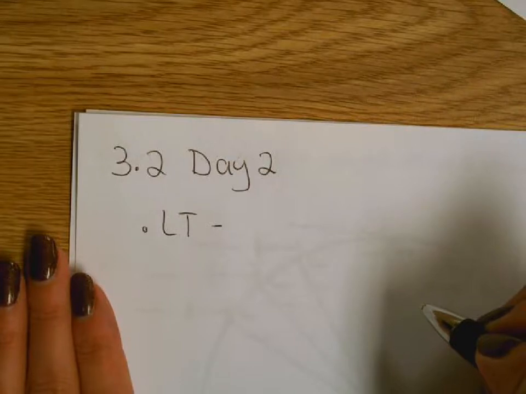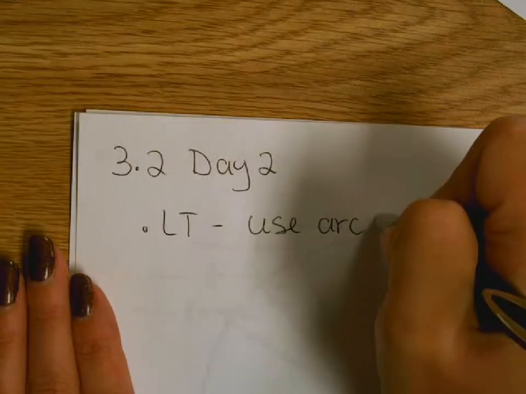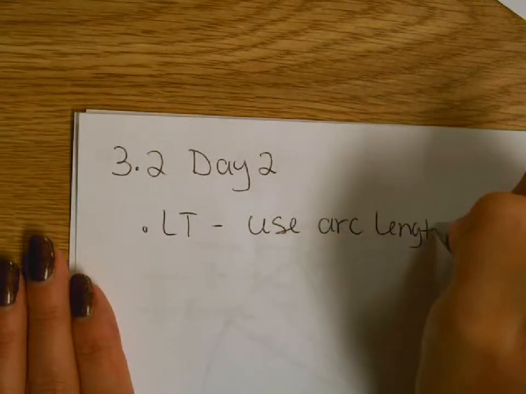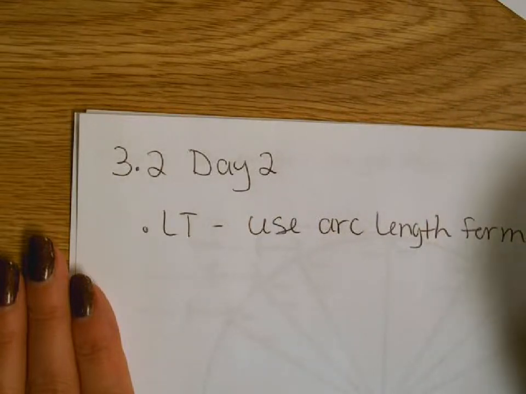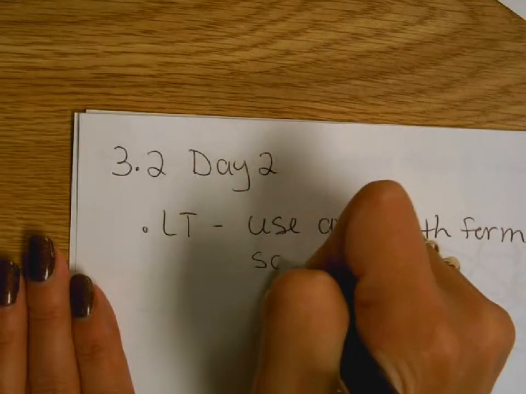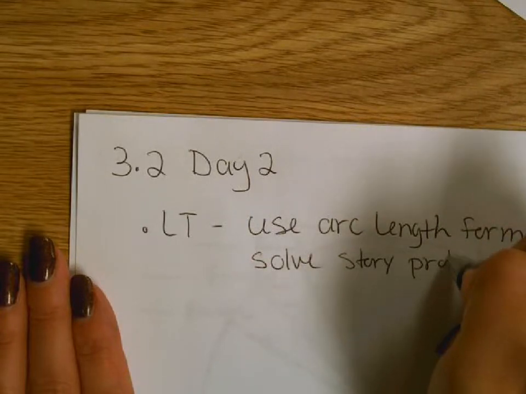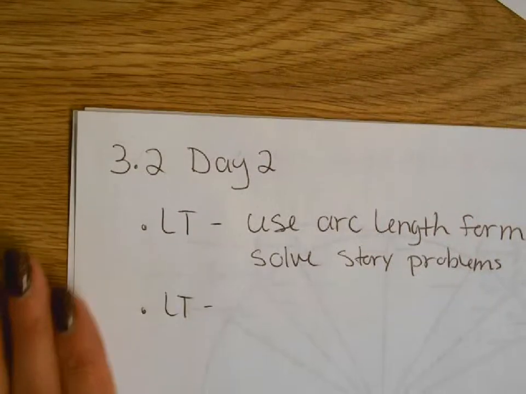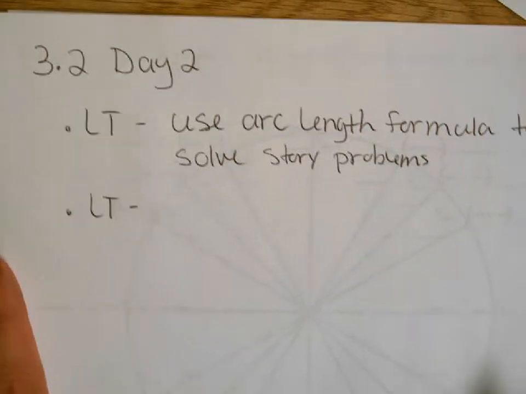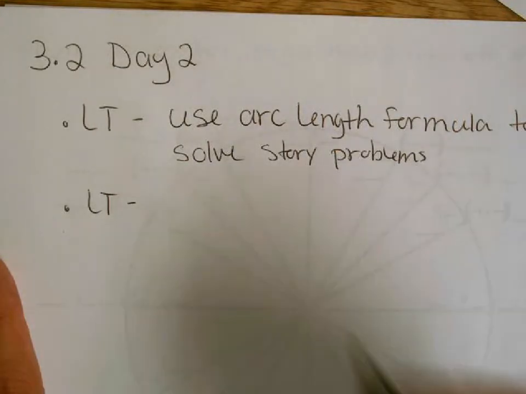we're going to be using the arc length formula to solve story problems. And we are going to discover a formula to find the area of a sector of a circle. So yesterday we found the arc length on the curve. Now we're going to find the area of that pie piece today.